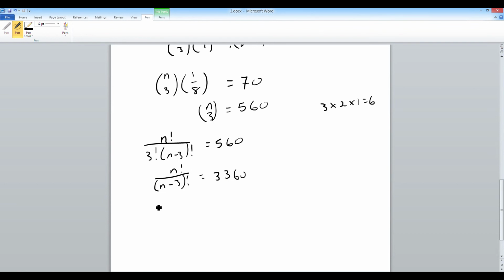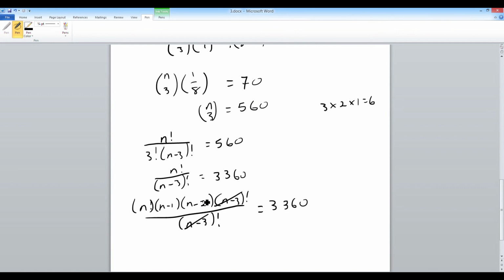Then let's try to simplify this. On my numerator, I can rewrite n factorial as n multiplied with n minus 1 multiplied with n minus 2 multiplied with n minus 3 factorial, and this whole thing over n minus 3 factorial is equal to 3,360. Therefore I can see here that n minus 3 factorial divided by n minus 3 factorial is equal to 1, and therefore I am left with n, n minus 1, n minus 2.